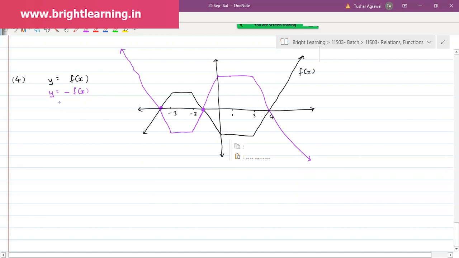So f of x and minus f of x are water reflections about the x-axis, or mirror images about the x-axis. That is also one and the same. Water reflection about the x-axis. Okay.